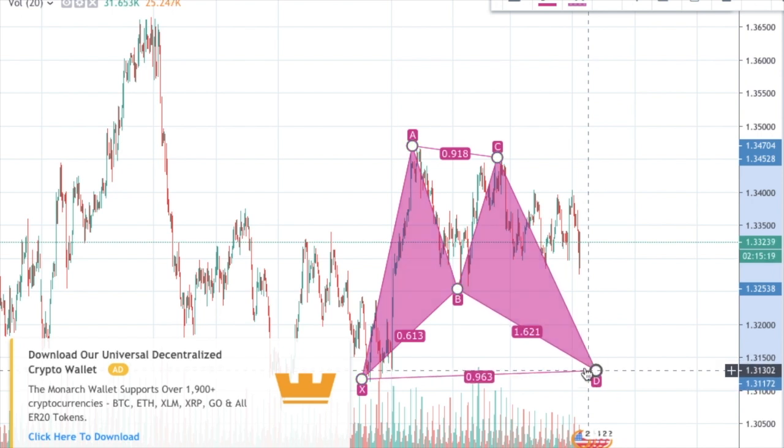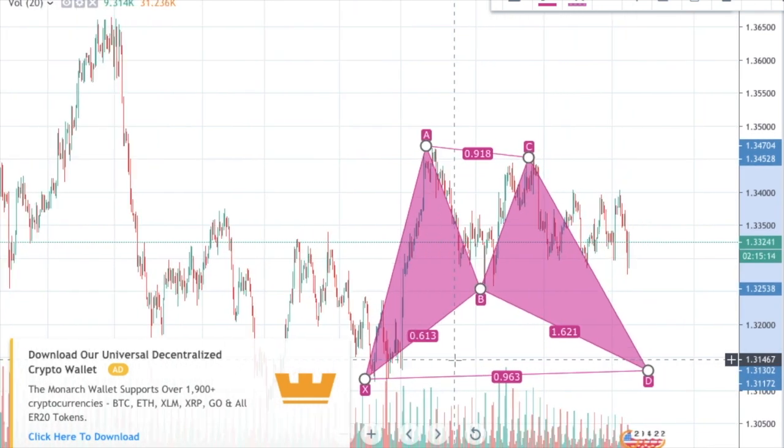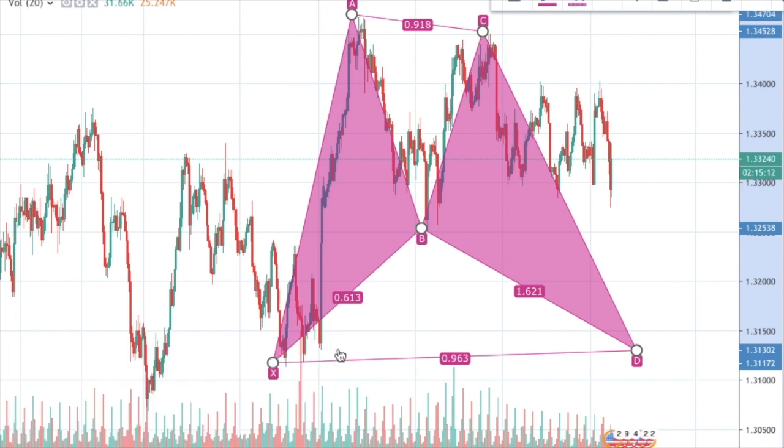Again, other than these two pairs, there isn't really anything that's interesting in the market that is good for pattern traders, at least from what I've seen.